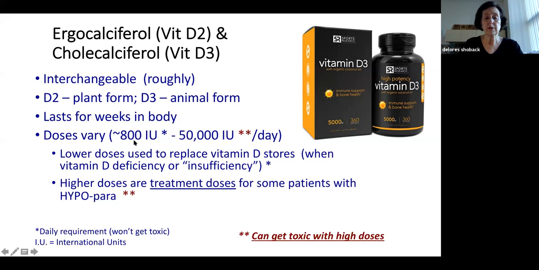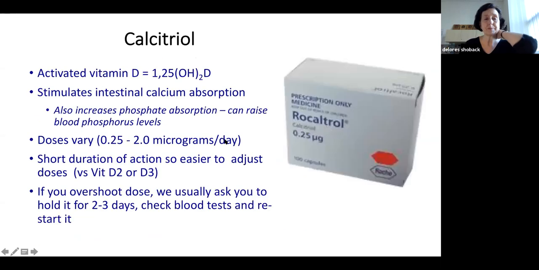We use these lower doses, 800, 1,000, 2,000, to replace the stores of vitamin D in our body when you have a vitamin D deficiency or when you have what's called vitamin D insufficiency. And at those low doses, you're not going to get vitamin D toxicity, okay? But at these high doses, we have to be really careful, okay? Because they can be used to treat hypopara, and some of you may be on them, but you can get toxic with those high doses. So this is a broad range.